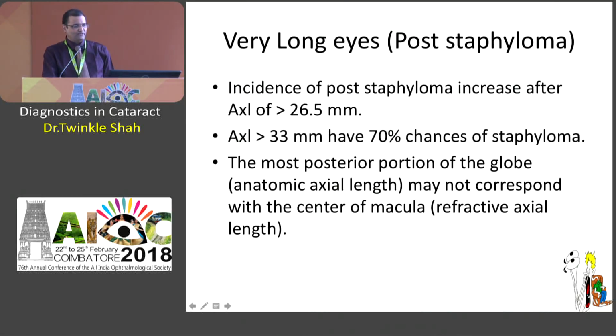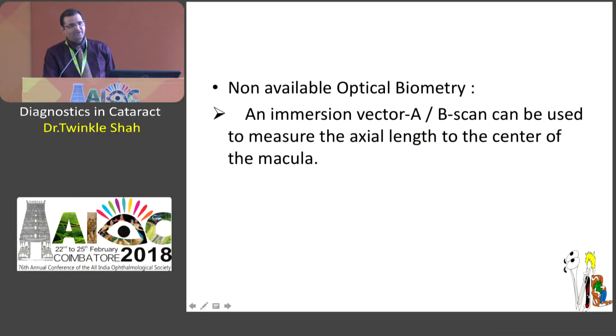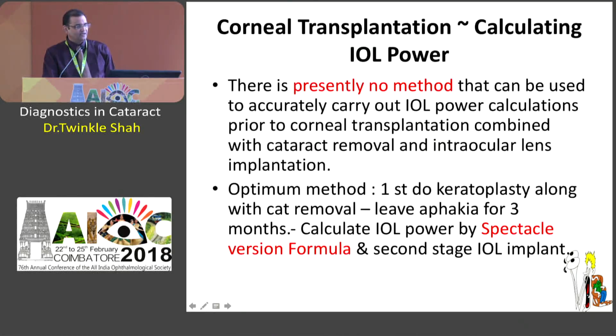Very long eye, posterior staphyloma. If the axial length is more than 26, there are high chances, and with more than 33 millimeter axial length, there is a 70% chance of staphyloma. So it is better to do optical biometry in such cases, that gives the best results. In non-availability of biometry, vector AB scan works very well. And corneal transplantation: for the calculation, presently there is no method. So the optimal method is to do a keratoplasty along with the cataract removal, leave aphakia for 3 months and stabilize the eye, then calculate the power with the spectacle vergence formula after 3 months, and put the IOL implant secondarily.